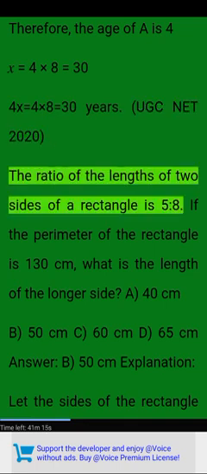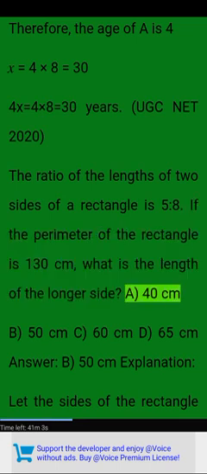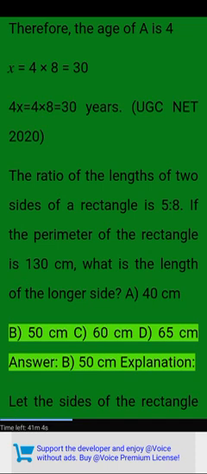UGC NET 2020. The ratio of the lengths of two sides of a rectangle is 5:8. If the perimeter of the rectangle is 130 centimeters, what is the length of the longer side? A. 40 centimeters. B. 50 centimeters. C. 60 centimeters. D. 65 centimeters. Answer. B. 50 centimeters. Explanation.